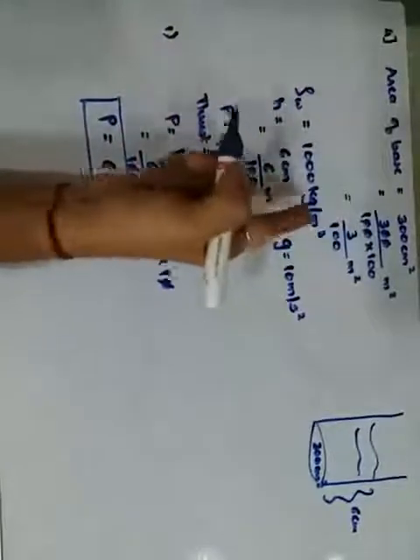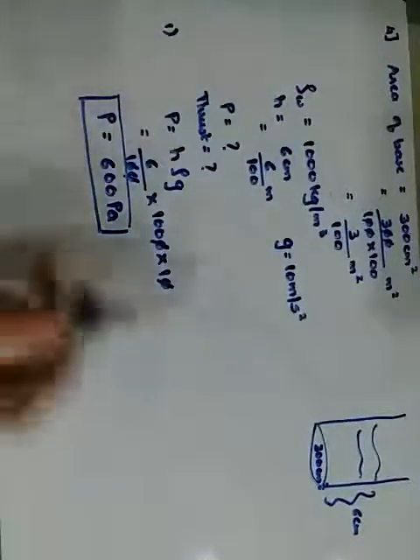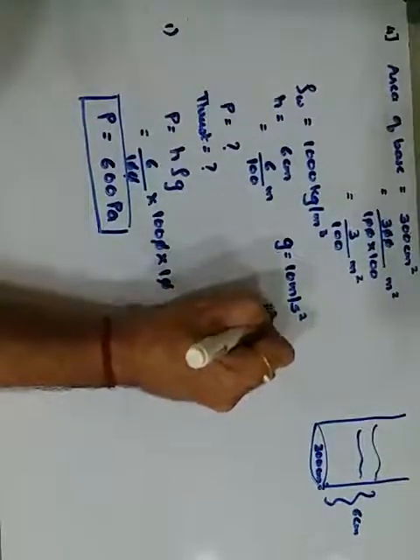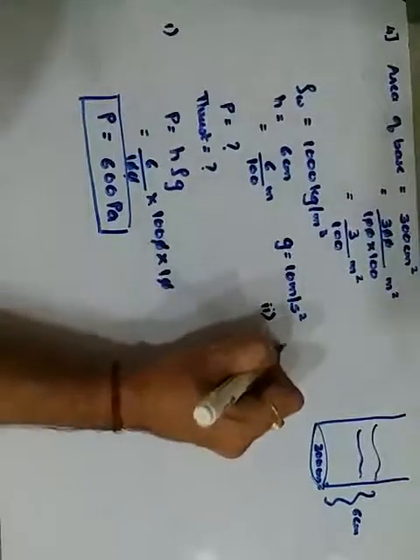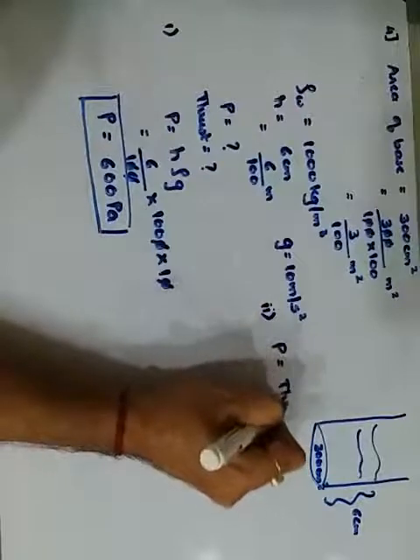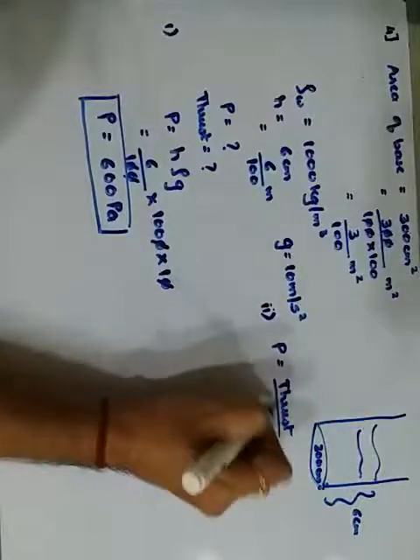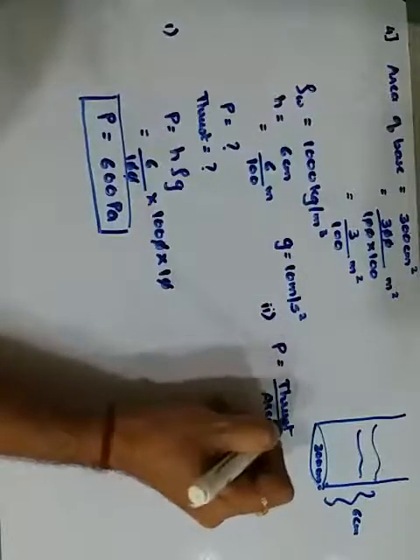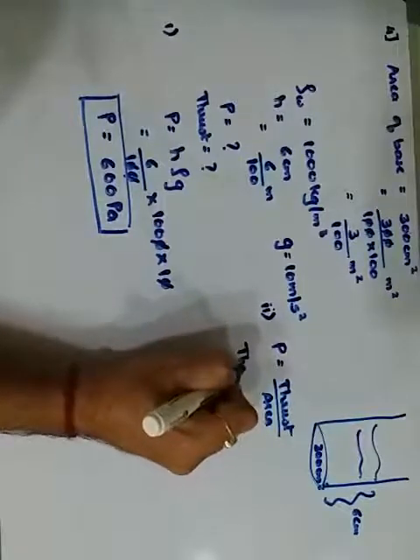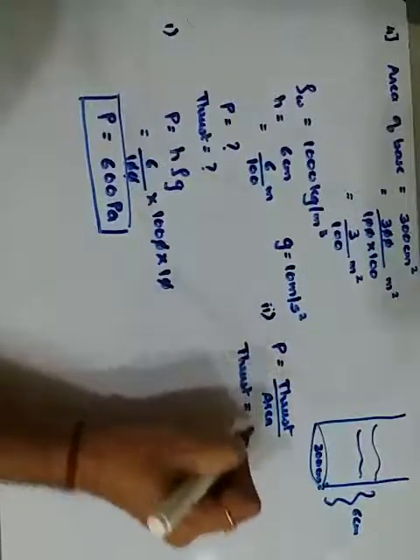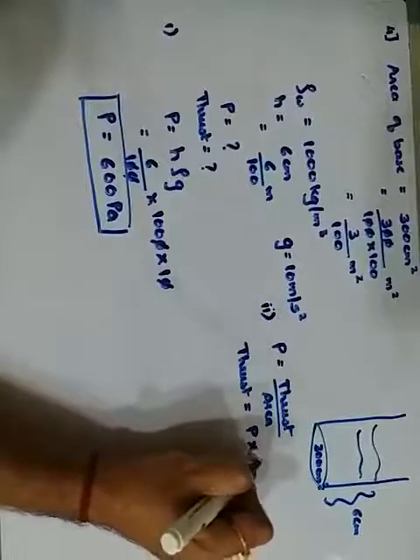Why? Because we have not converted into decimal, we are keeping it in fraction so that it becomes easier for the cancellation part. So this is your pressure. The second part that we want is the thrust. We know the formula that pressure is equal to thrust or force upon area, but what we require is thrust. So we will define thrust as pressure into area.